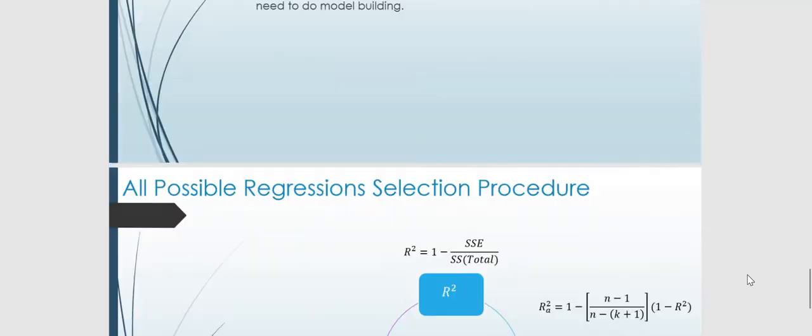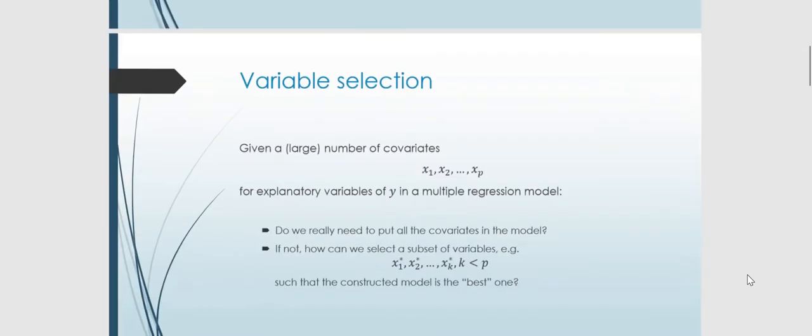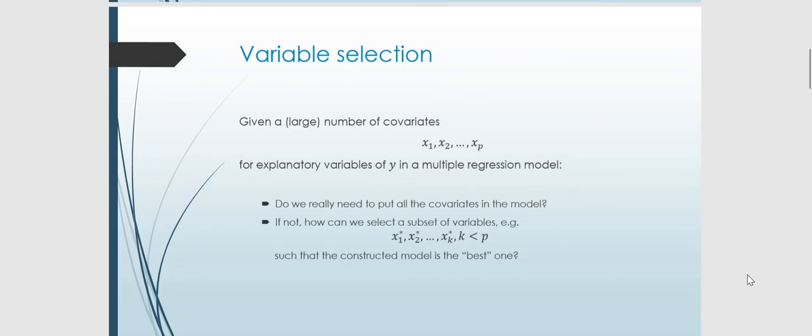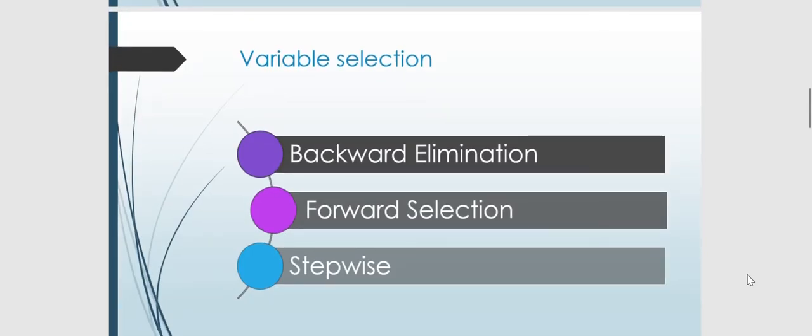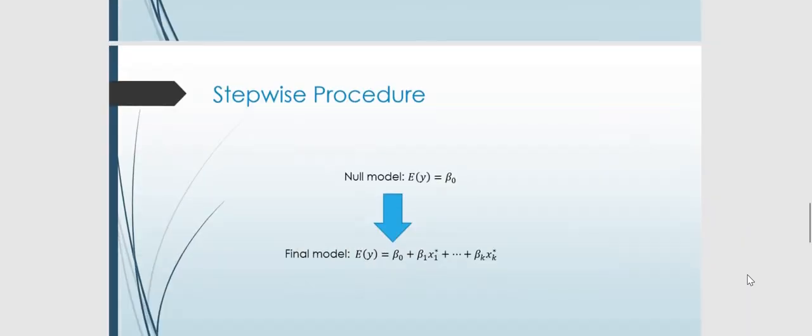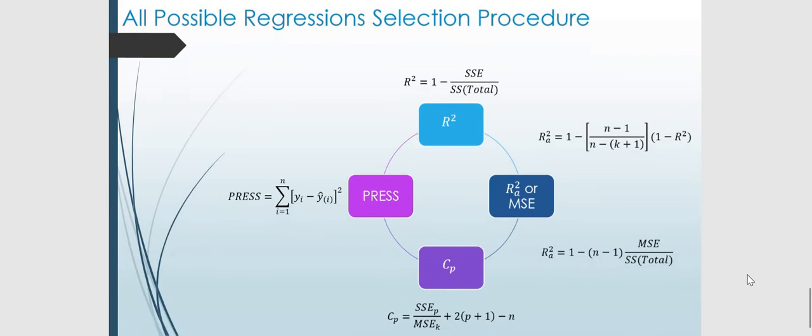For this session, we're still working on variable selection. We've discussed backward elimination, forward selection, and stepwise procedure. And now we are at the all possible regression selection procedure. There are four common methods usually used in selecting the models: R squared, adjusted R squared, Cp criterion, and the PRESS criterion. We've discussed the others in other videos. For this session, we will be discussing the PRESS criterion.